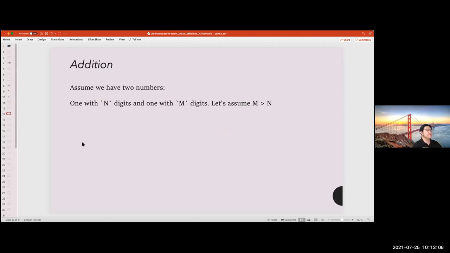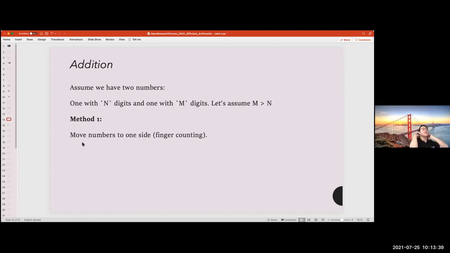For addition, assume that we have two numbers and we're trying to add them together. One number has n digits and one number has m digits, and let's assume that m is larger than n, so the second number is larger than the first number. It can be the same, it can be otherwise, but this is just one example. The first way to add things, the intuitive method, is to start moving numbers to one side.